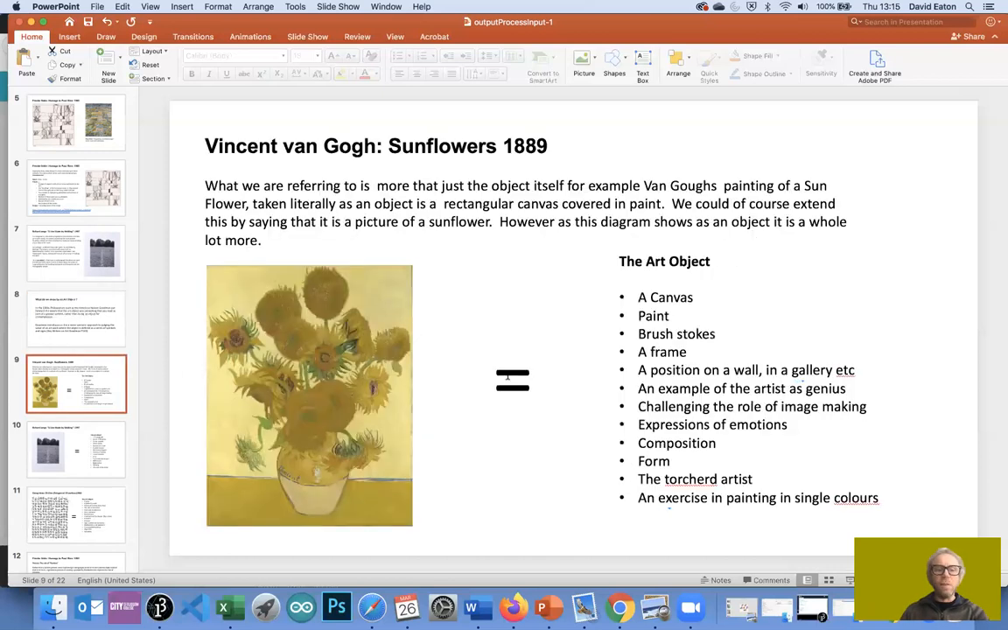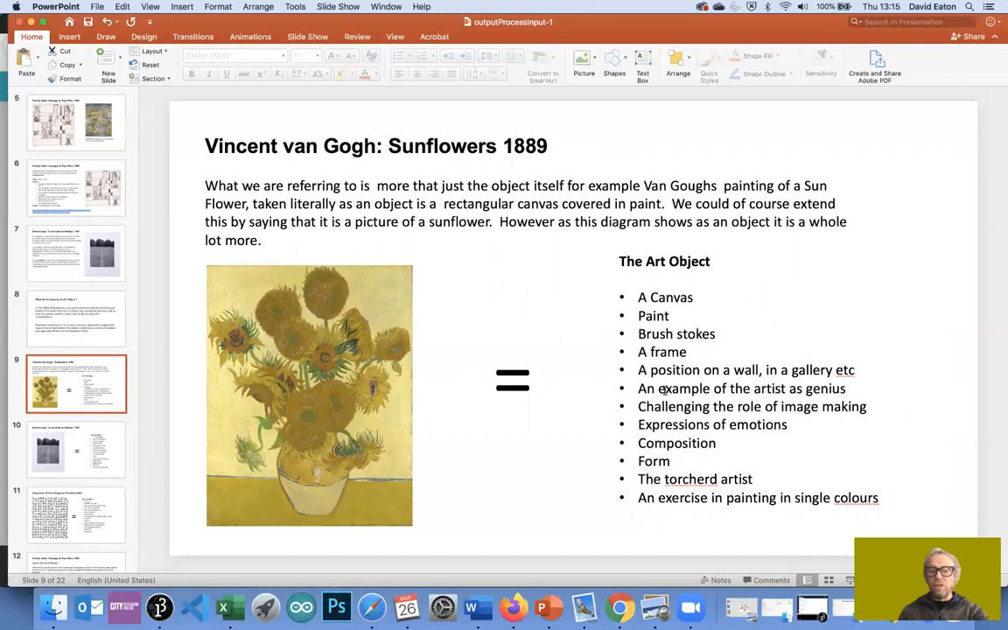So if we take this example here, the famous image of the sunflowers, okay? In essence, the object is no more than a canvas with paint on it. We could extend that slightly, saying that it's a picture of a flower. But the object really, if we view it as an object, is much greater than that. But yes, it's a canvas, of course. There's paint, there are brush strokes, there's a frame. Even the position on the wall in a gallery, these are all part of the object itself, where it's sitting, how you're viewing it.